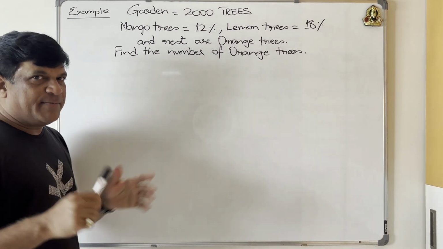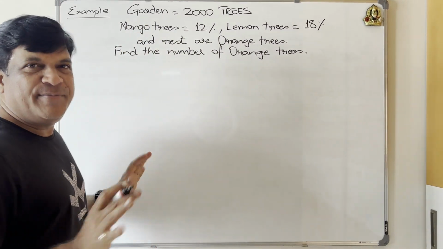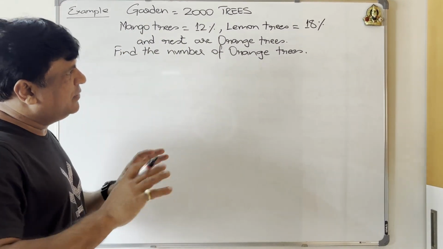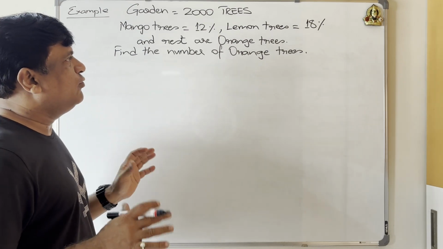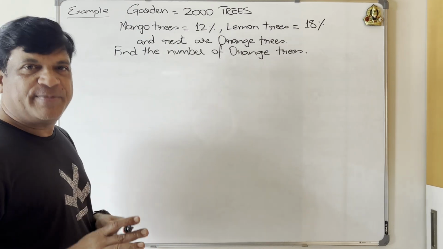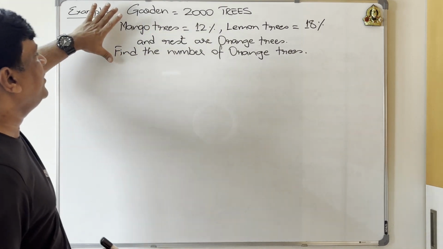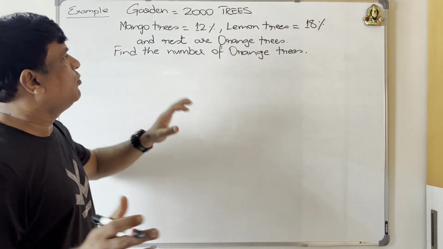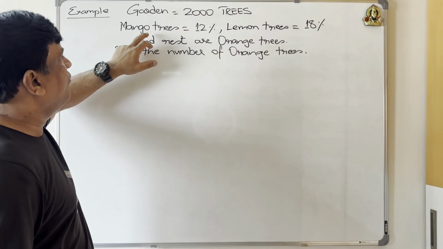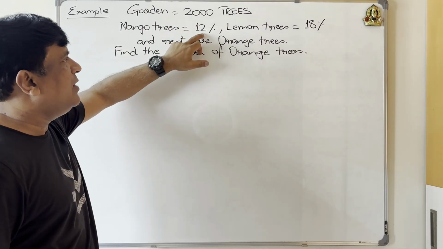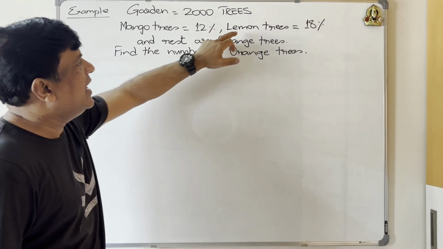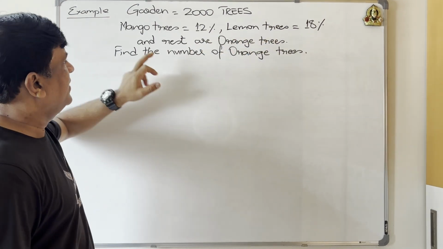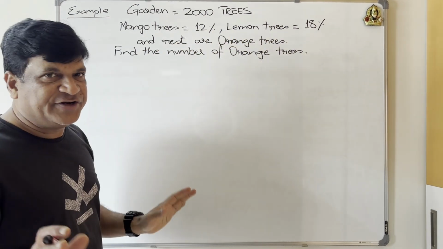Let's look at some examples. I'll start with some simple examples and then I'll go to some difficult ones to basically explain to you how this topic plays out. So here in this particular example, what are they saying? In a garden there are 2000 trees. Their total number of trees are 2000, out of which mango trees are 12% of that 2000, lemon trees are 18%, and the rest are orange trees, they are saying.